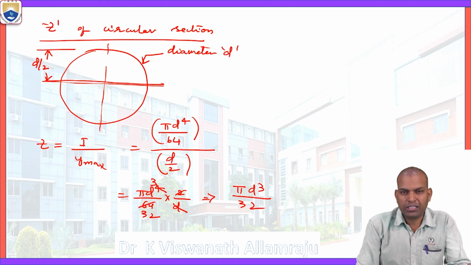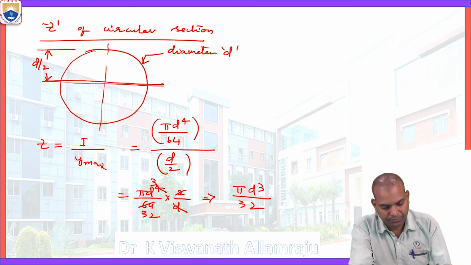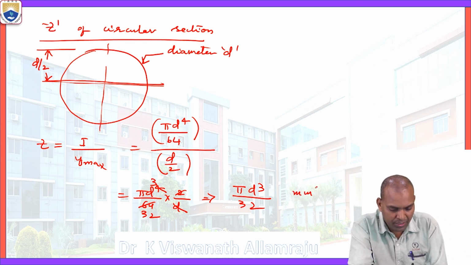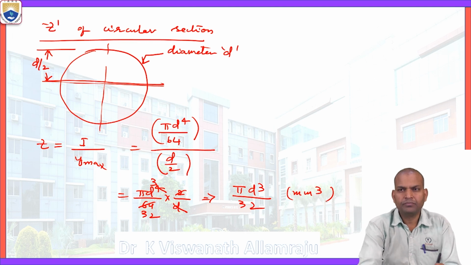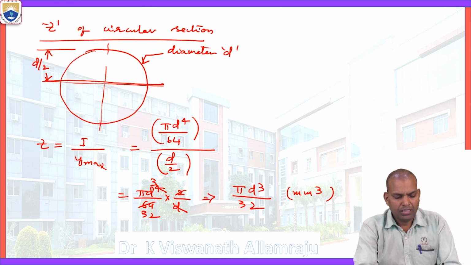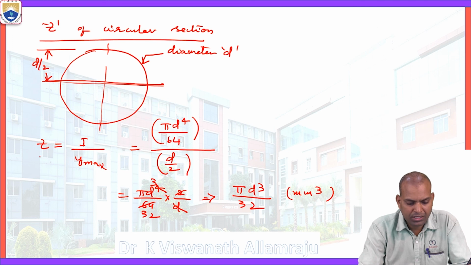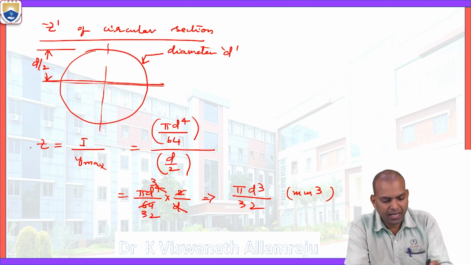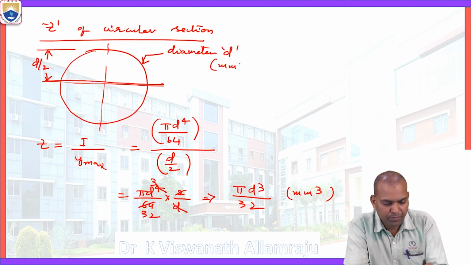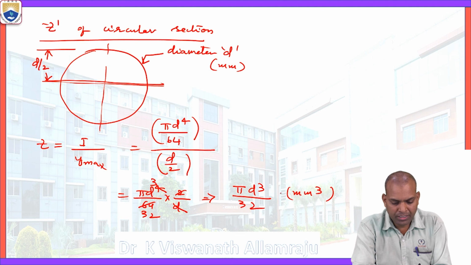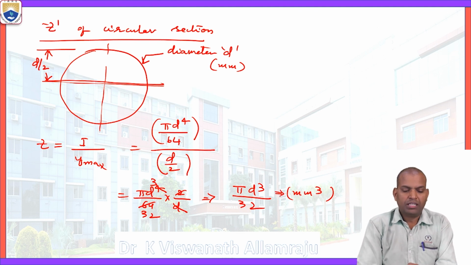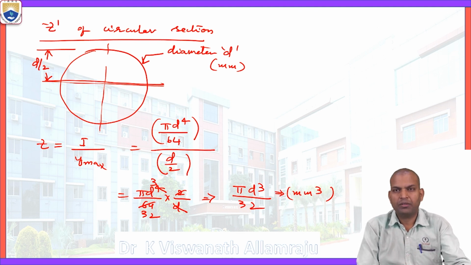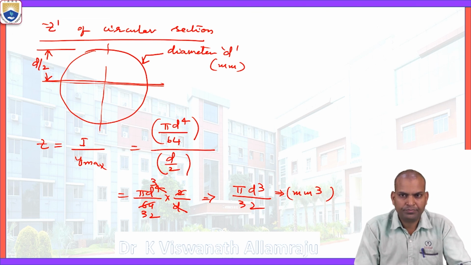Again, what is the unit for section modulus of a circular section? Millimeter cube units. Now, Z is the section modulus. The section modulus of a circular section is pi d cube by 32, where d is the diameter, which can be in millimeters. Then the unit for this section modulus of a circular section is millimeter cube.